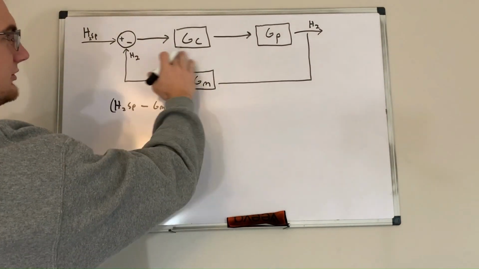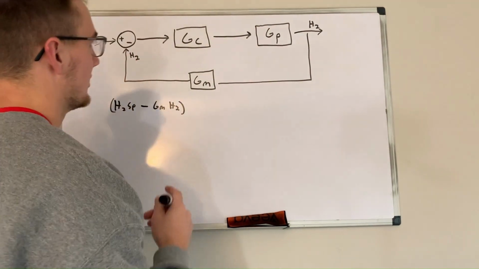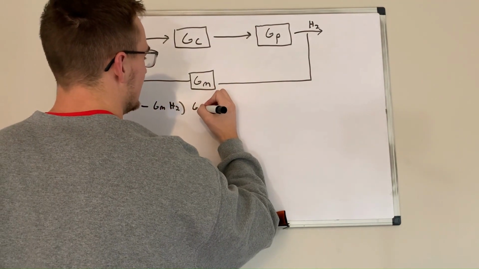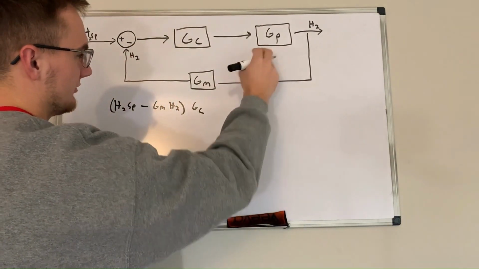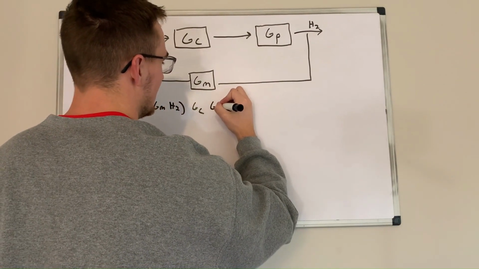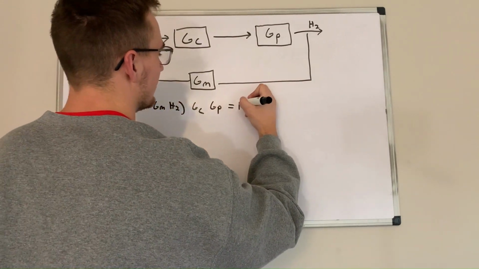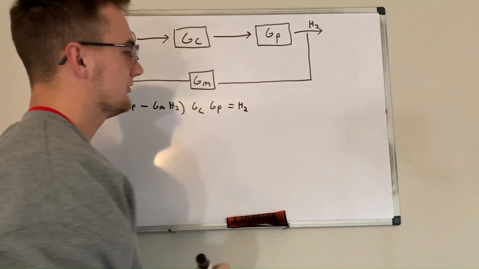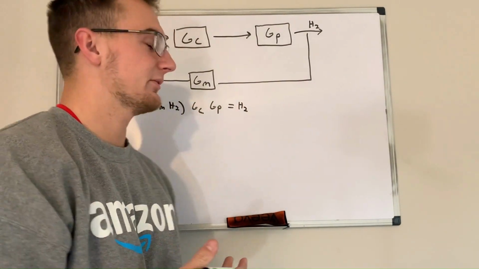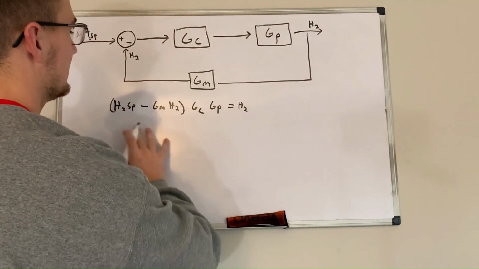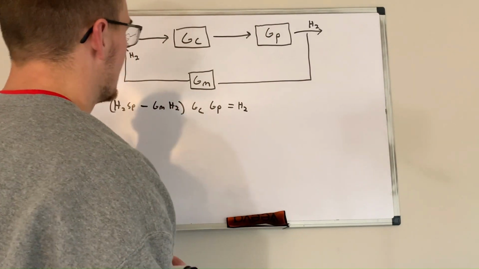And then from here, we'll go through our controller, so we multiply by our controller GC. Then going down, we run into our process transfer function, so we multiply by GP, and this is all equal to H2. So we can do some manipulation to solve for H2, to have an equation relating this all to H2, because that's what we're ultimately looking to get out of this.